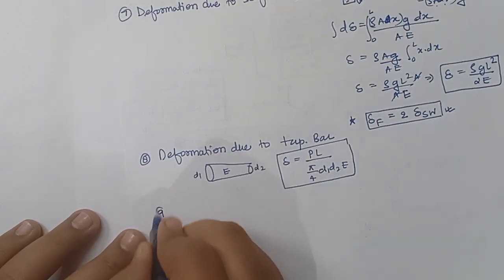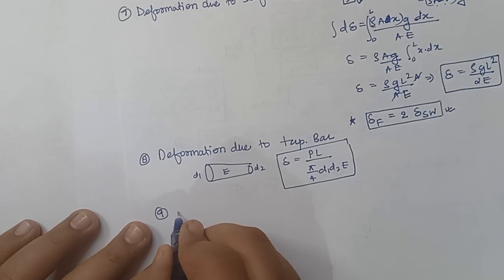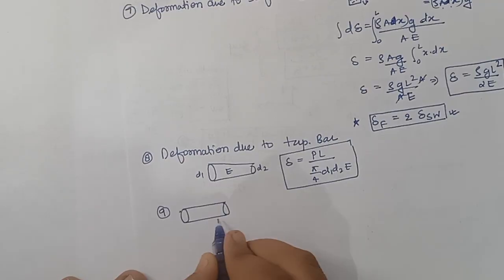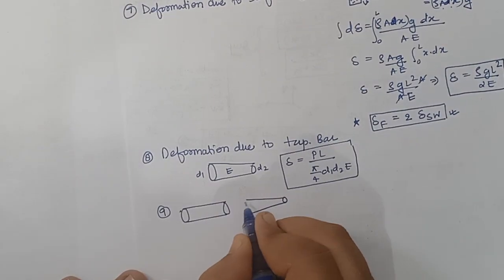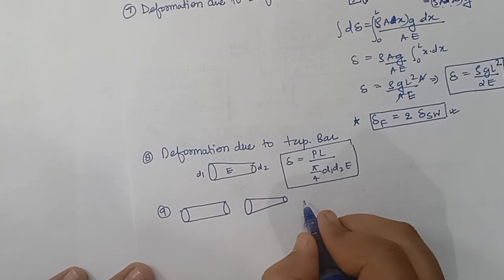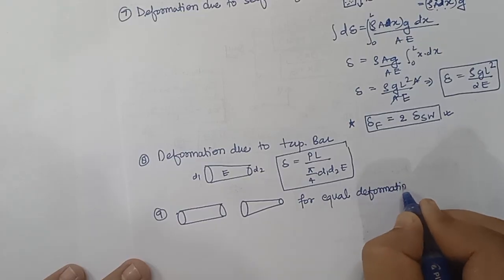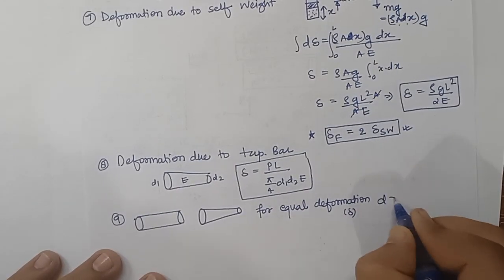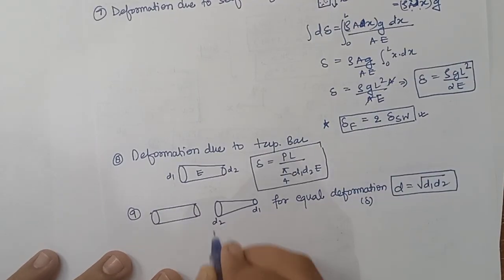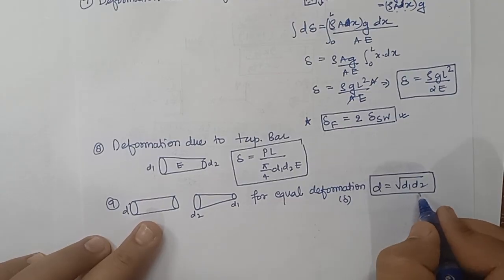And next we have the last one. If a uniform cross-sectional rod is taken and in the same length I am taking a non-uniform cross-sectional tapered rod, then for equal deformation the diameter will be equal to the square root of D1 into D2. So you should remember this result, and this is D1, the diameter of this part, and this is the uniform diameter. So what should be the diameter of the uniform cross-sectional bar? It should be under root D1 D2, right?